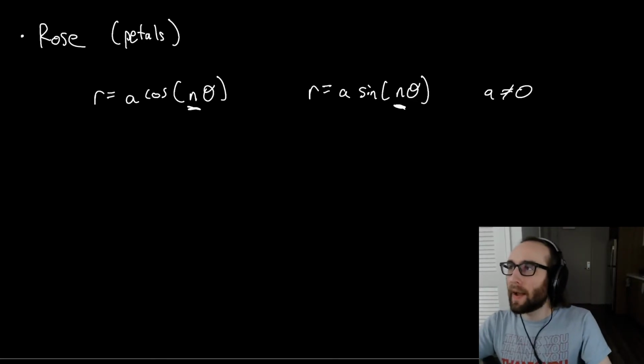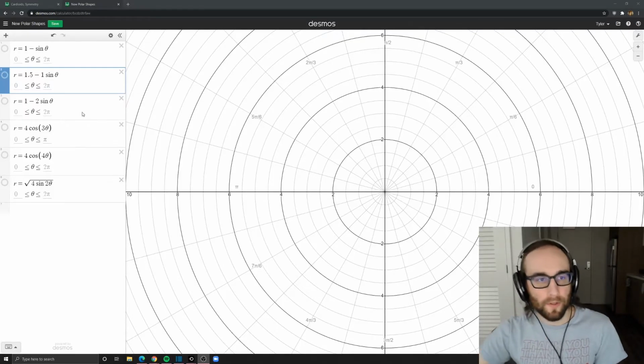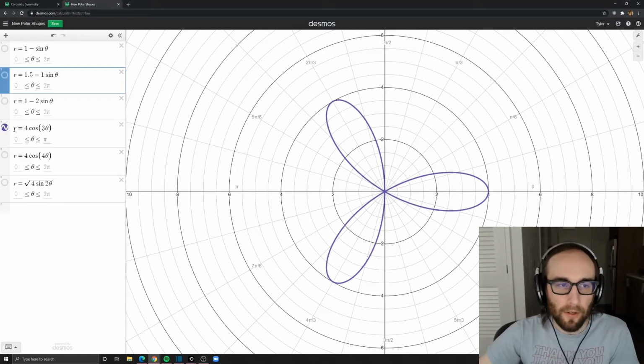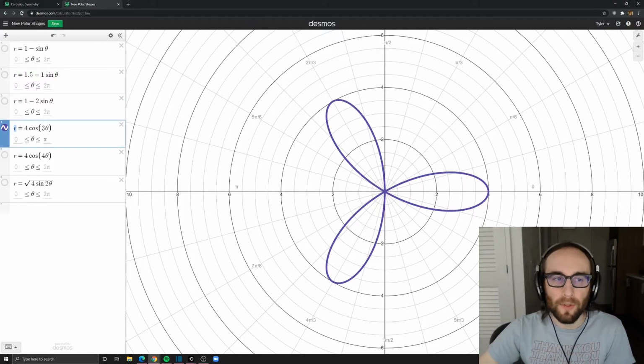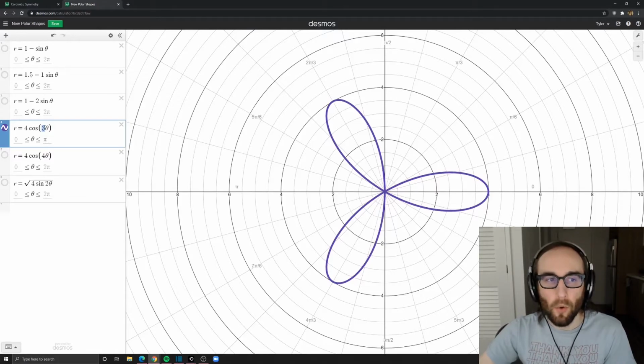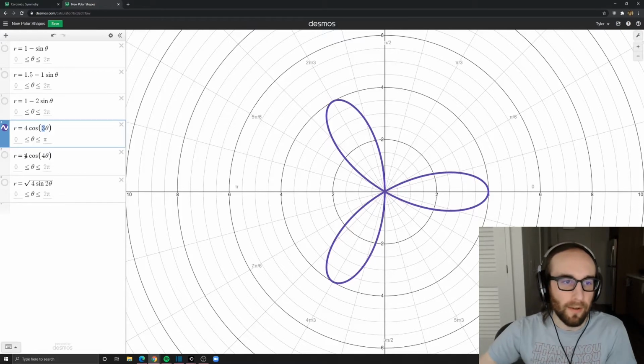So taking a look back at our graph, for roses we see, for example, here our first equation, r equals 4 times cosine of 3 theta. For this equation, we see a rose with 3 petals. And that 3 is directly related to the 3 we have in front of theta here. So in this case, 3 theta means 3 petals.